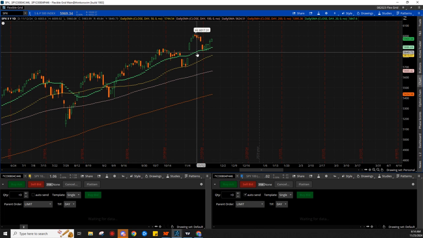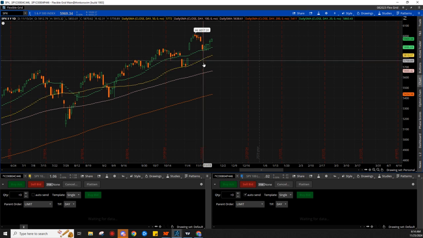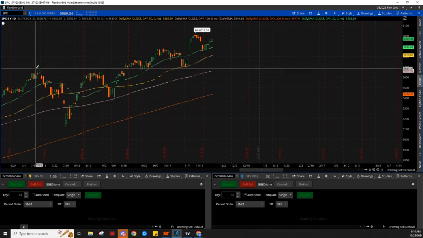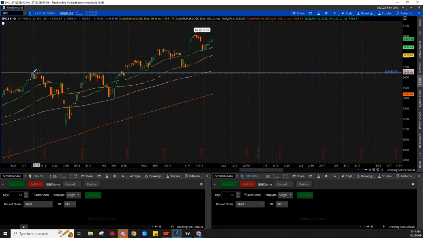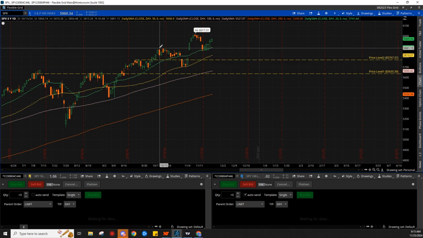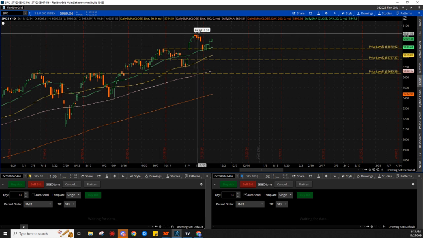Alrighty, this is the 20 daily SMA. Alright, this is the 50 daily SMA. This is the 100 daily SMA, and this is the 200 daily SMA. So why am I picking this one over this one? Because this one's slightly higher than the other one, right? That's why I'm picking that one. That's the only reason.